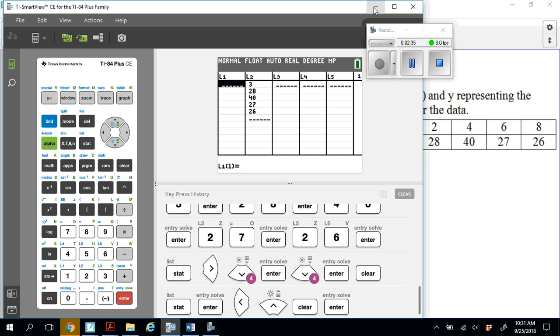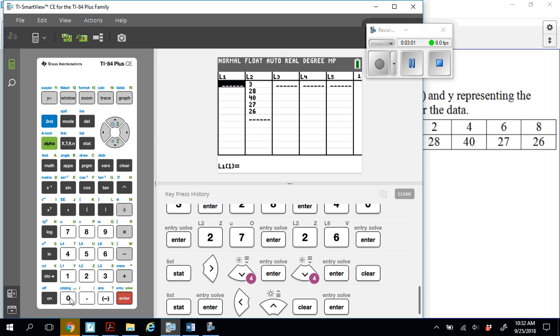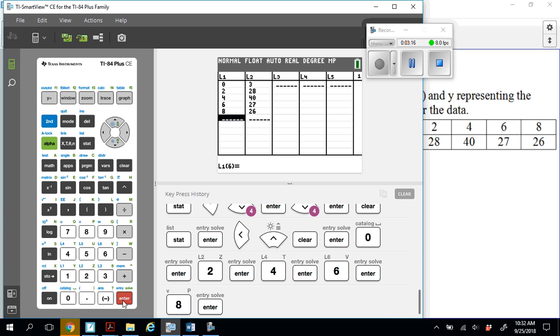Okay, let's go back to our table to figure out what is our L1. In this case, your L1 will always be x. So we notice that our L1 here is our time. All these values for our x, we're going to plug into the graphing calculator. So we're going to plug in 0, 2, 4, 6, and 8. How we do that is we press 0, and then you press enter. Every single time you want to plug in a value, you will press that value and then press enter afterwards. So we do 2 and enter, 4, enter, 6, enter, and 8, enter.